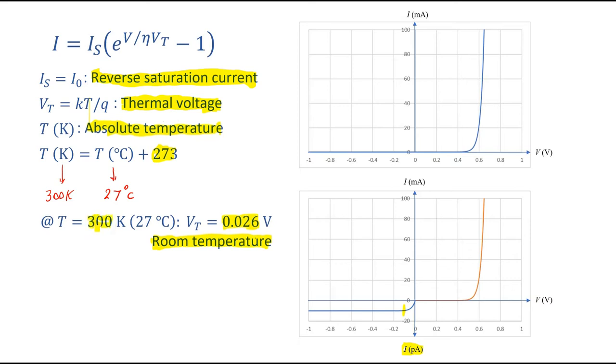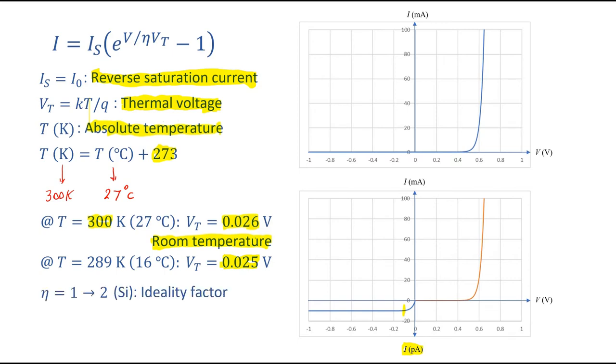At temperatures above 22 degrees Celsius or 295 Kelvin, VT is nearly 0.026 volts. At 16 degrees Celsius or 289 Kelvin, VT is 0.025 volts or 25 millivolts, which is not that much different.